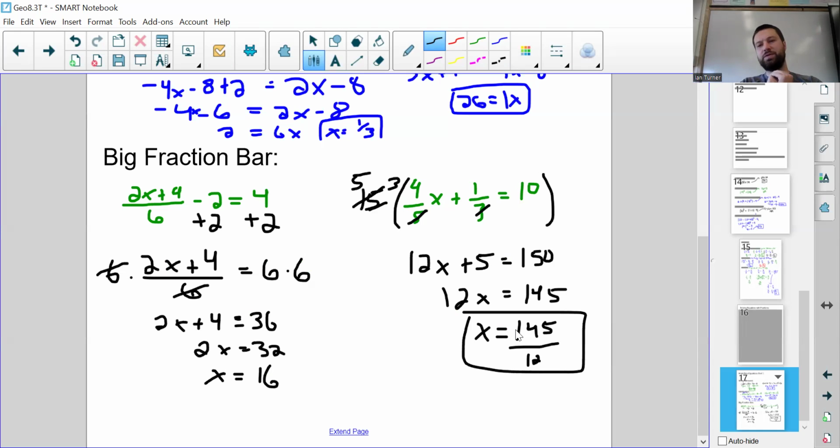But just another method to solving these things if you want. Again, do be careful. It's a big fraction bar. If you multiply everything by 6 right out of the gate, you're going to also have to multiply this negative 2 by 6. So that's where you want to be a little careful.